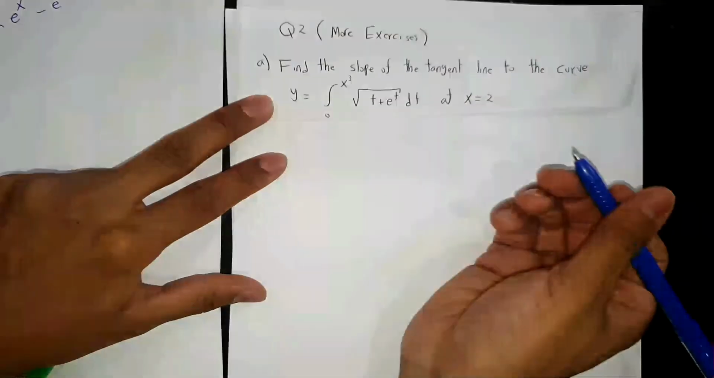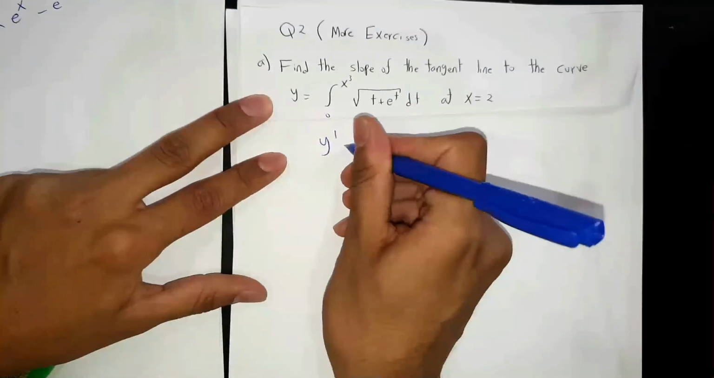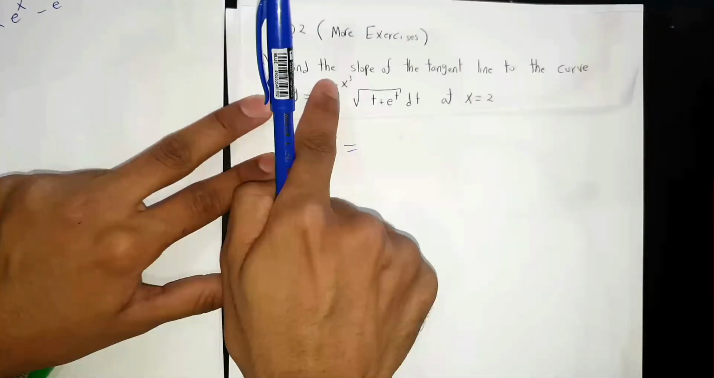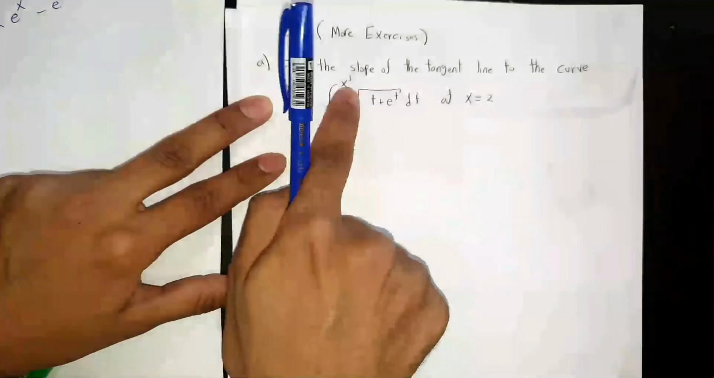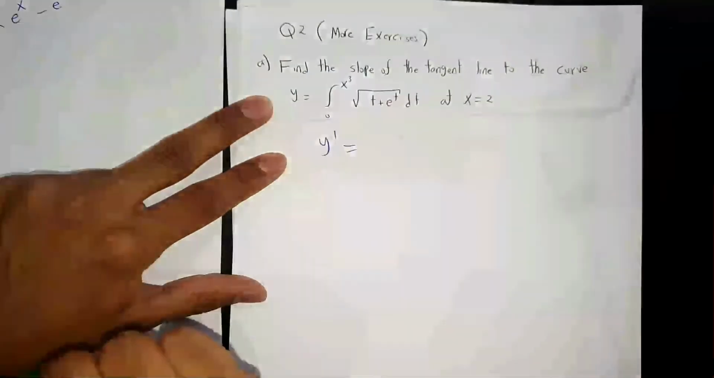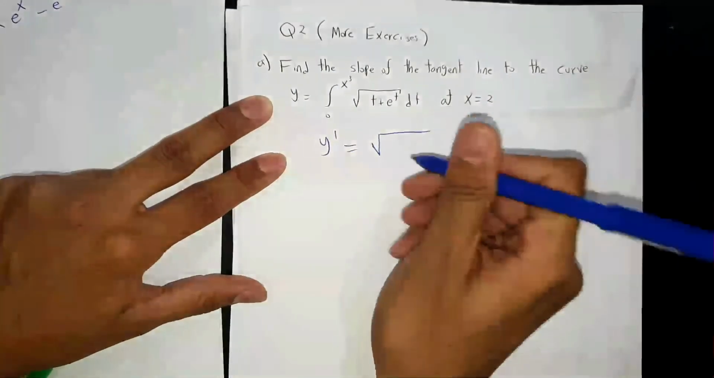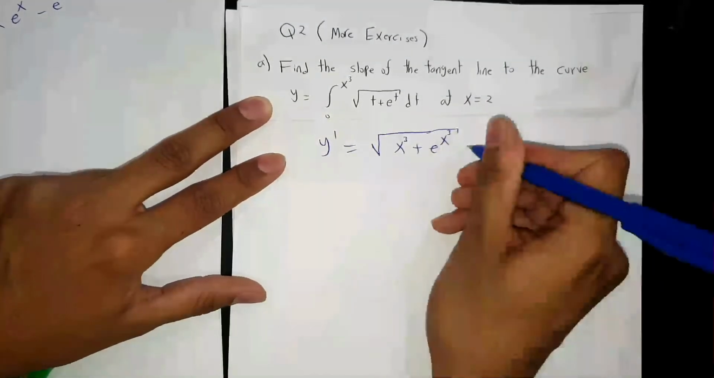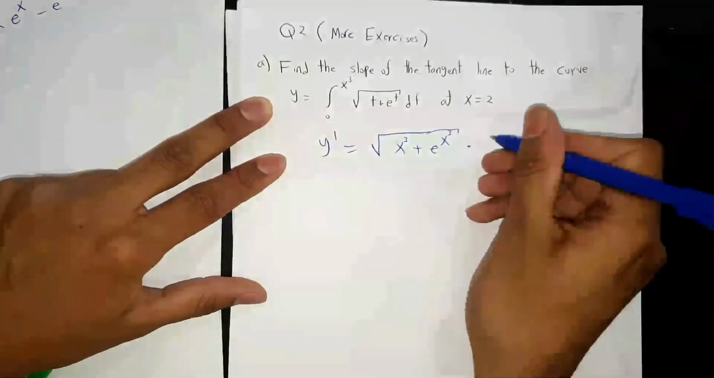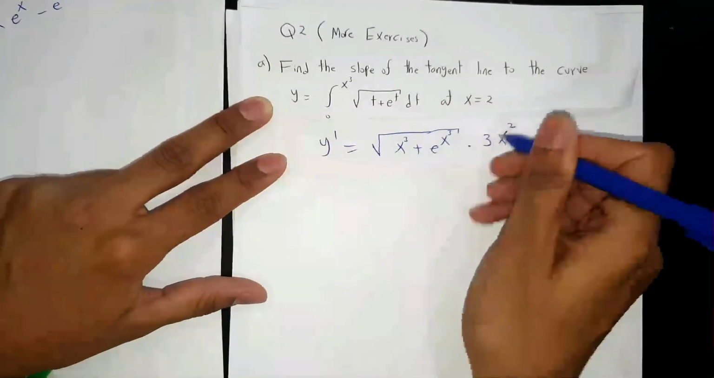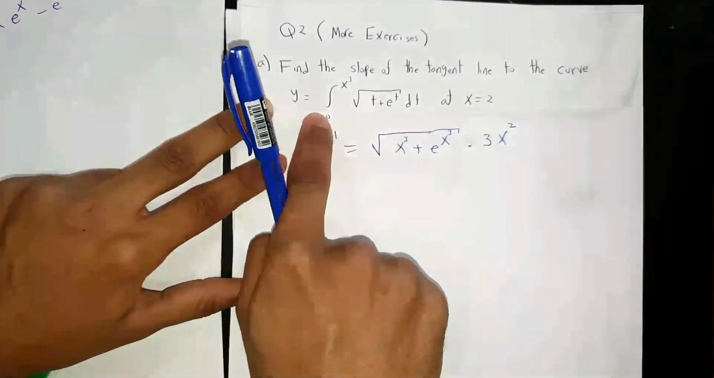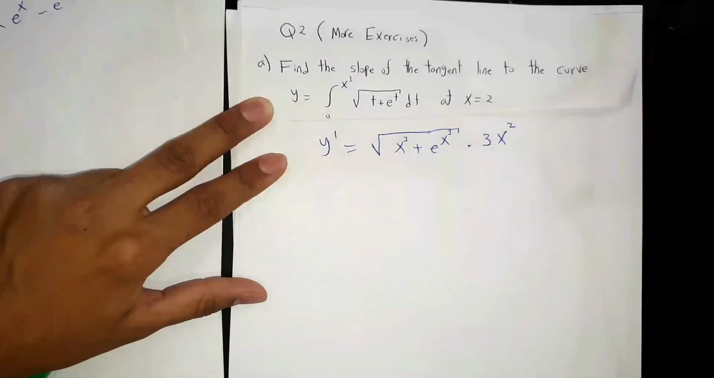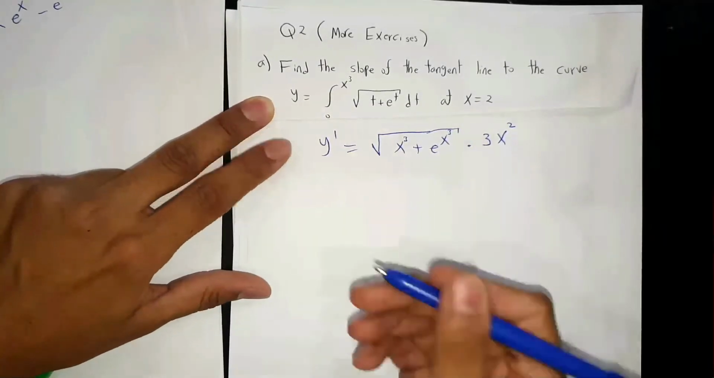Well, first of all, we need to find the derivative. What is y prime here? It is given by FTC1. You just substitute by x cubed instead of this t. So here you will get what? You will get root of x cubed plus e to the power x cubed, and differentiate by the upper function, which is what? 3x squared. And no need to substitute by the lower number here, which is 0, because if you differentiate, you will get 0. Now that's it.